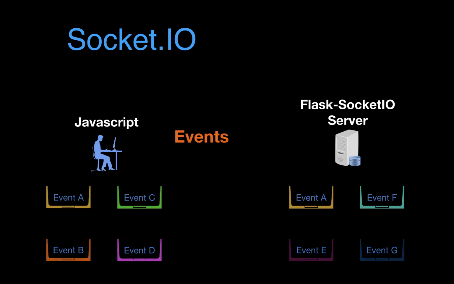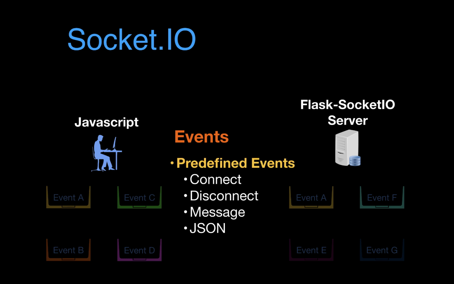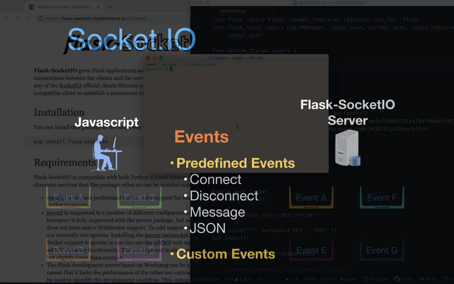There are two types of events. The first category, I'm calling it predefined events. That's not an official name, by the way. In this, there are basically 4 events: connect, disconnect, message, and JSON. These are for specific types of events, and from the name itself, you might be able to guess what each event does. The second category are custom events. We can give custom events whatever name we want, and they provide a high level of flexibility. We'll be seeing examples of both predefined events and custom events.